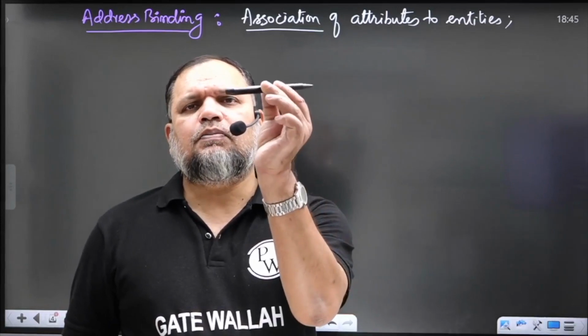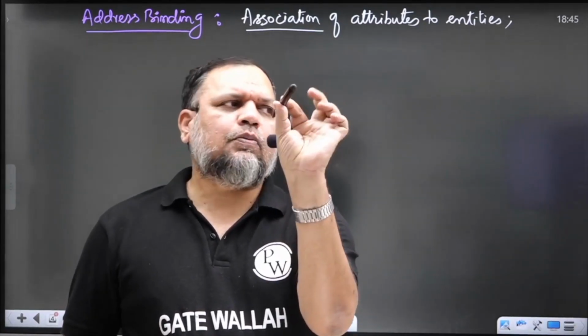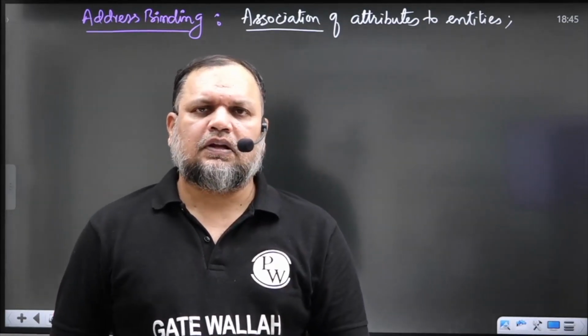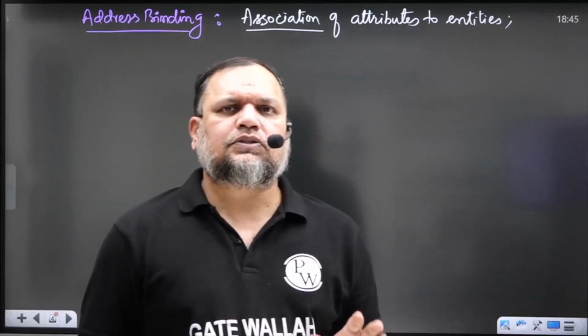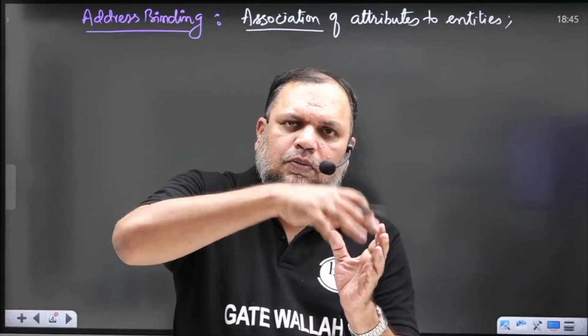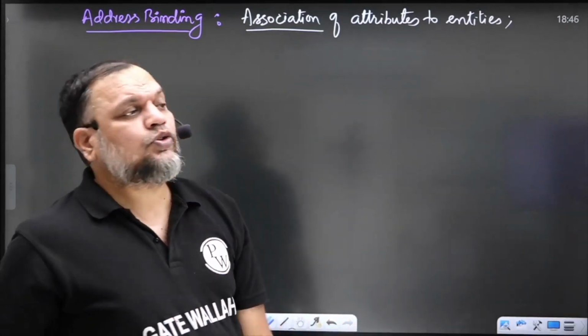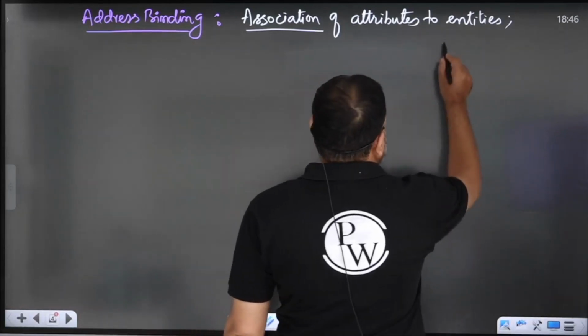This is an entity by name pen. What are the attributes of this pen? Color, height, weight, etc. Like that, any entity as such will always have attributes. Association of those attributes is called binding. And the time at which that association takes place is called binding time.